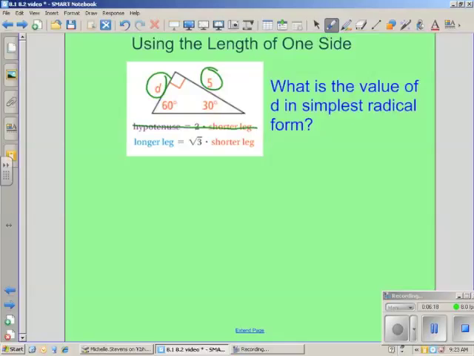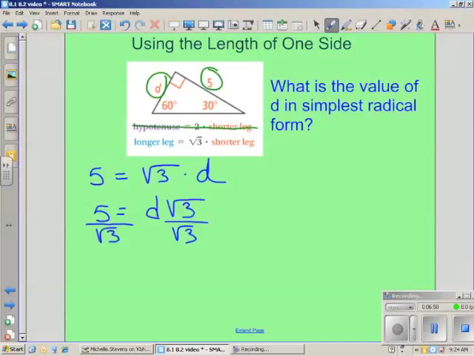So looking at the second one, the longer leg is 5. So let's write 5 here. 5 equals radical 3 times the shortest leg, and the shortest leg is our d. That's what we're looking for. So if I rewrite that, 5 is equal to d radical 3. To solve for d, we have to divide both sides by radical 3. Radical 3 divided by radical 3 is 1, so just d.